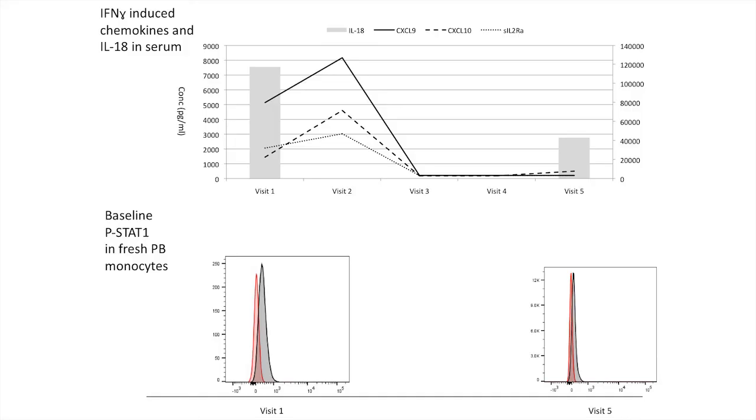So again, at the first 2 time points, there were very high levels of interferon-induced chemokines. At the third time point, a quiet disease, things looked relatively quiet. And again, when we looked at the same chemokines at the time when he had a flare of SJIA without evidence of MAS, we did not see much of the interferon-induced chemokines.